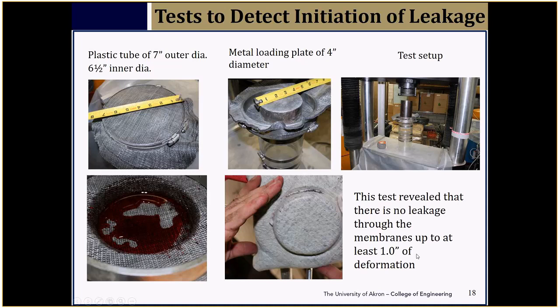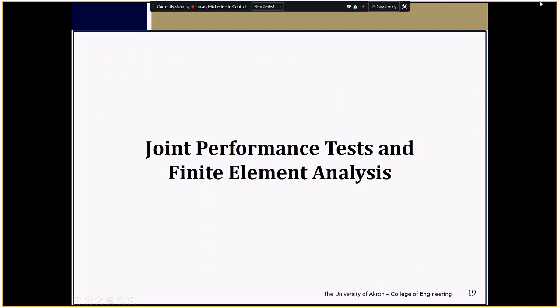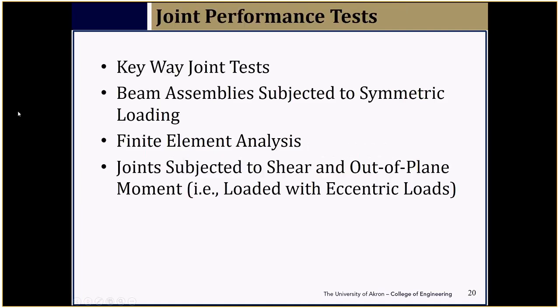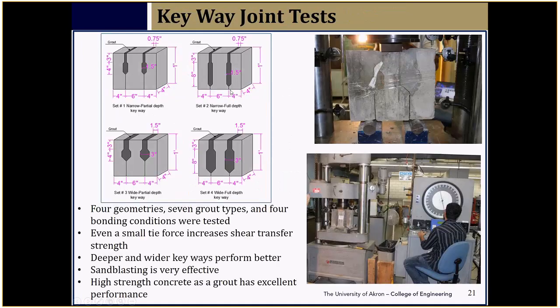The membrane is able to accommodate a significant amount of extensional elongation, more than 1 inch. It can accommodate significant differential deflection, and it can also prevent leakage even if there is 1 inch of differential deflection. So with that understanding, we switched our focus from the membranes to the joint performance. In the joint performance test, we did a lot of keyway joint tests.